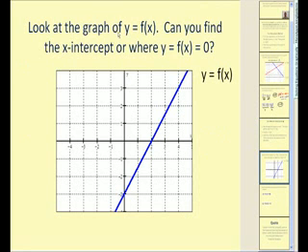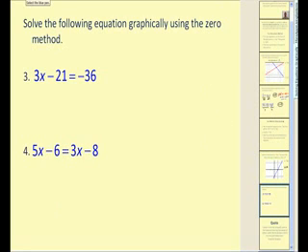So here's the idea. Look at the graph of y equals f of x. Can you find the x-intercept, or where y equals f of x equals 0? Well, the line crosses the x-axis at x equals 2, therefore the solution would be x equals 2 if this was our graph. So on the intersection method, we look for a point of intersection. On the zero method, we look for the x-intercept. Let's take a look at a couple examples of this method.